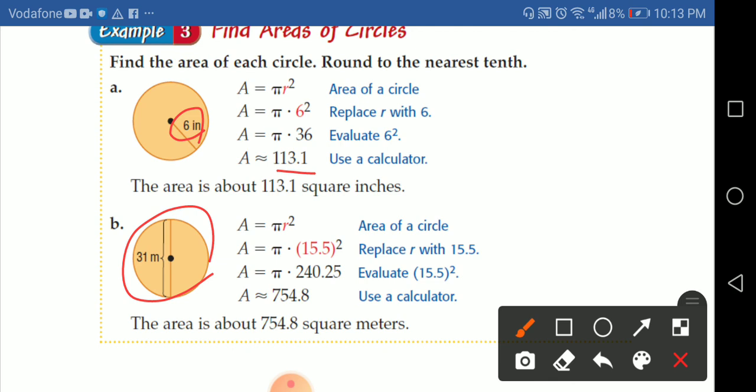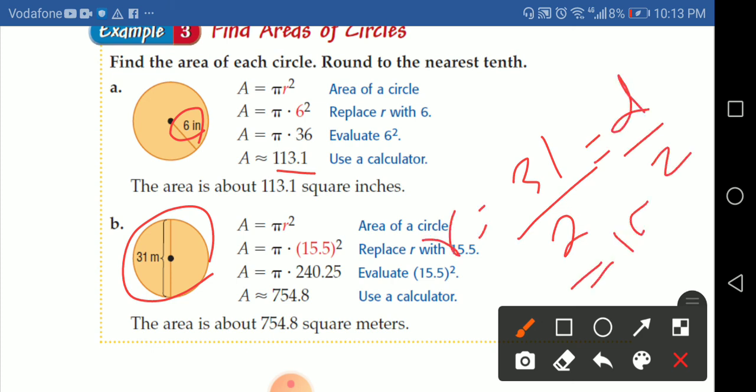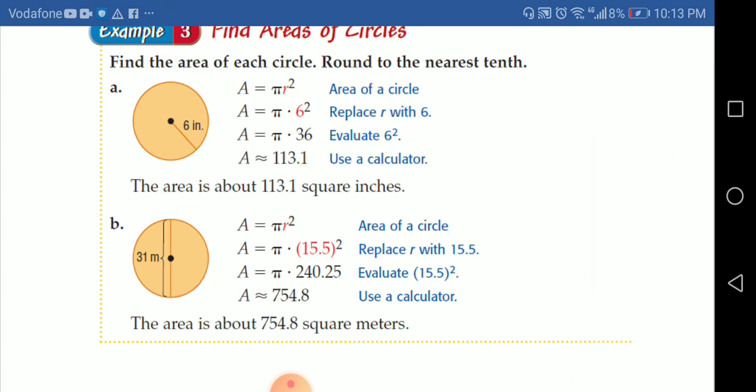Pi r squared. This is the diameter. So diameter here 31 divided by 2 to give you the radius. Diameter over 2 will give you 15.5. So pi r squared, pi times 15.5 squared. This is squared, you will make it 15.5 times 15.5.